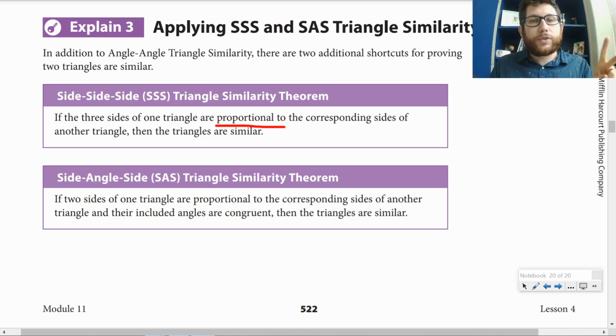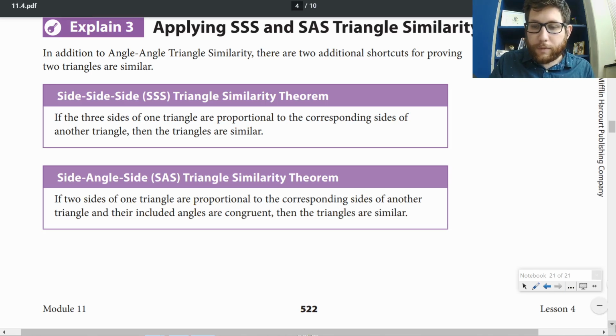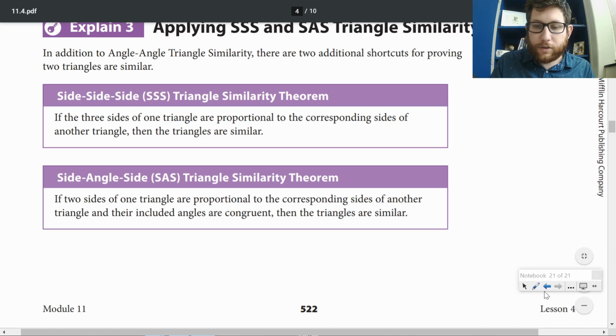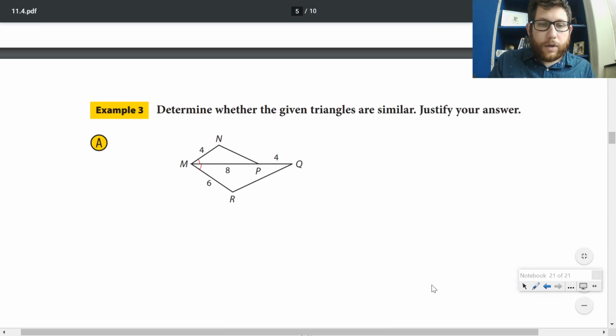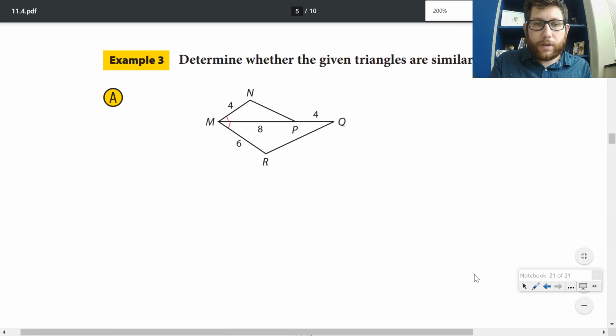If I've got 2 sides that match 2 sides, and I have the included angle, so side, angle, side here, remember the angle has to be inside, trapped between my 2 sides, and again, the sides are proportional, then thumbs up, I've got a similarity, okay? So let's take a look at some examples here. Let's see if we can determine whether or not these guys are similar triangles. All right, so here's our first one.